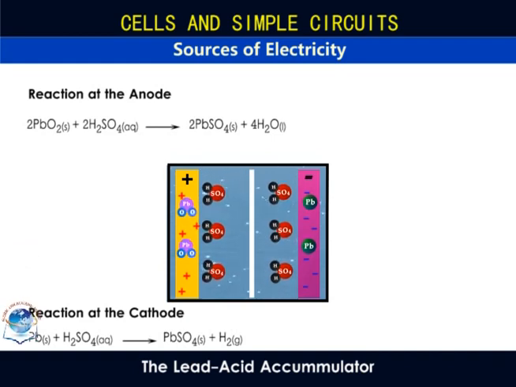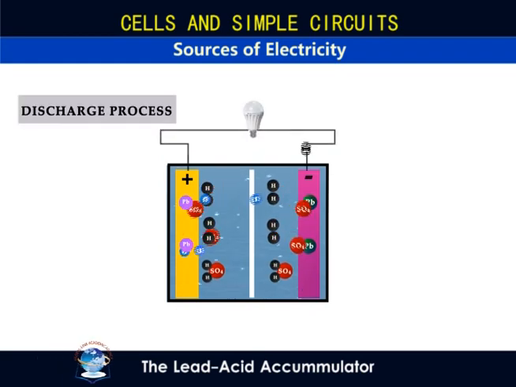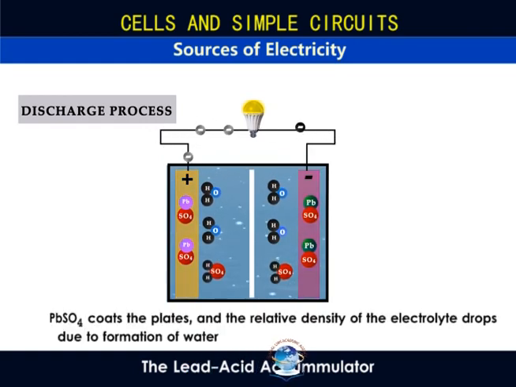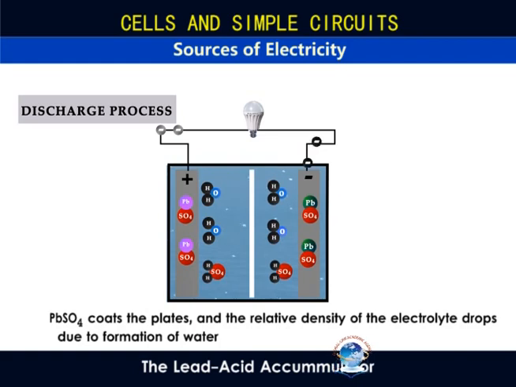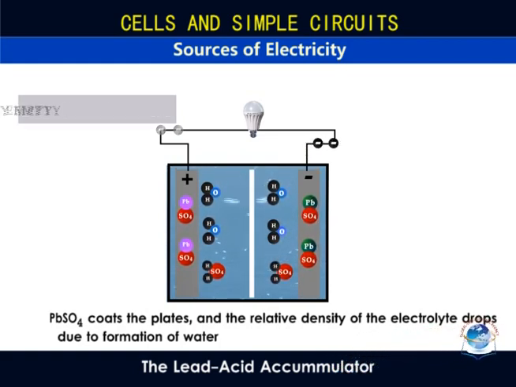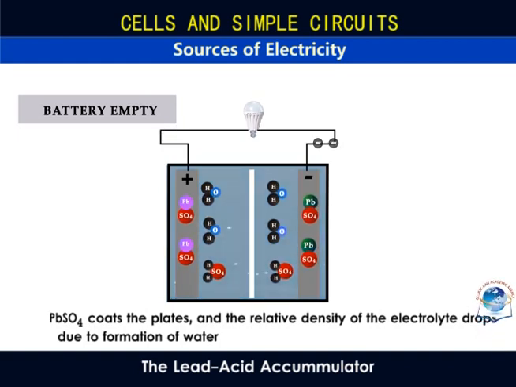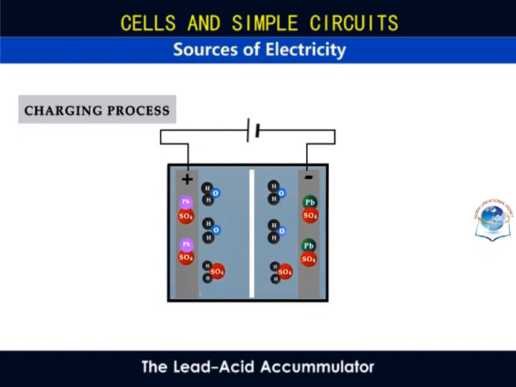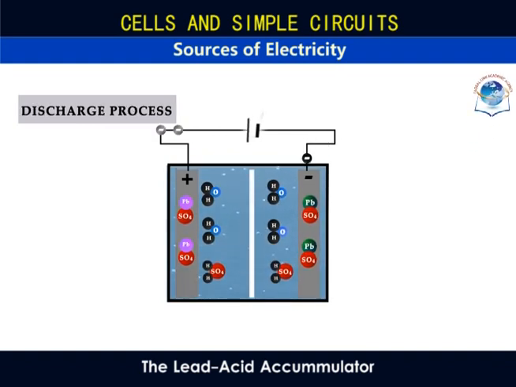A single cell has an EMF of 2.2 volts when fully charged, but this drops to 2.0 volts when it is working. As the battery continues working, a white deposit of lead-2 sulfate forms on the plates and the relative density of the electrolyte drops because of the formation of water. In recharging, a direct current is passed through the cell in the opposite direction to that during discharging. The process that takes place during discharging is reversed during recharging.